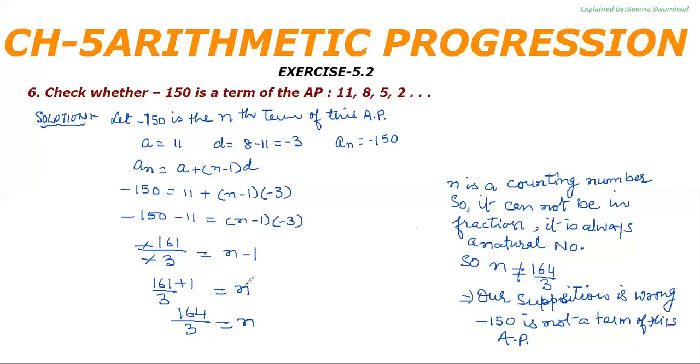Now children, n is a counting number. Why? Because through n you count the number of terms in an AP. See, 11 is at first place, so n is 1 here. 8 is at second place, so n is 2 here. 5 is at third place, so n is 3 here. So that means 1, 2, 3: first place, second place, third place, fourth place, and so on.